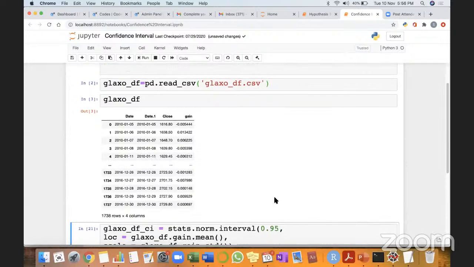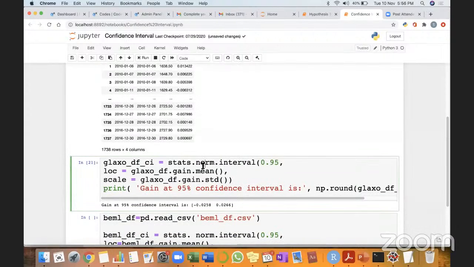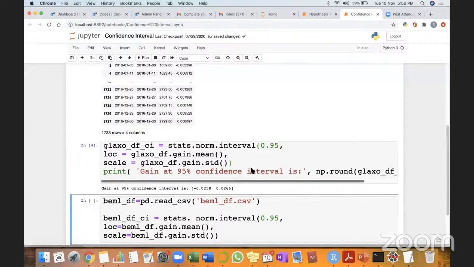The command for that is stats.norm.interval. This is a direct command, you don't have to compute it manually. Whatever we have done was a manual way of computing, to understand what is going on behind the formulas. And this is the direct command, stats.norm.interval. 0.95 is the 95% confidence level, and we have to give the mean value of this data set as well as the standard deviation of this data set. So the interval is this.